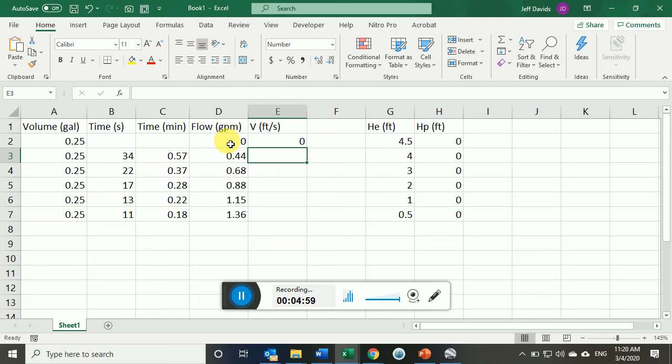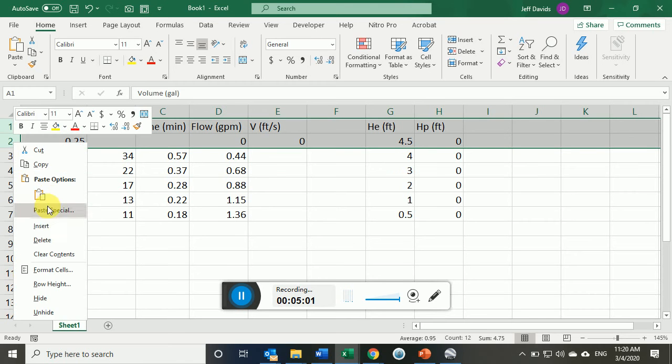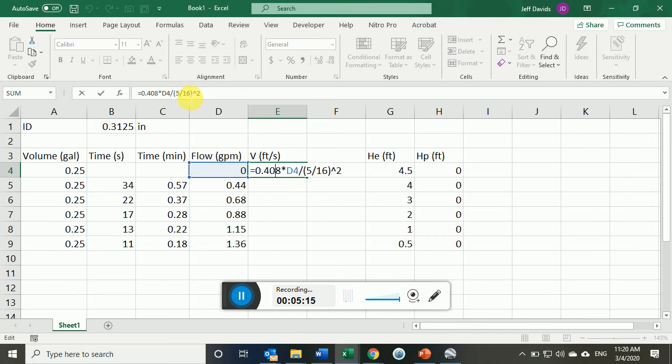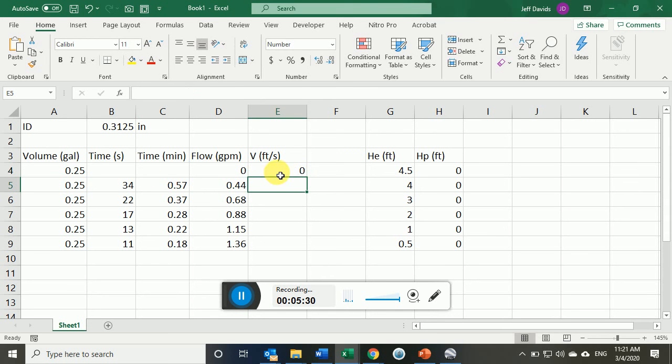Another way I was telling you to do this right is to put your constants up at the top. This is a best practice. So we would have our ID, that's going to be equal to 5 divided by 16, and that's in inches. Now I can change this formula, and instead of this 5/16 being in my formula, I can reference that diameter. There's one step here: I need to lock it, and the keystroke for that is F4. So now it's locked. Great. Copy this down.